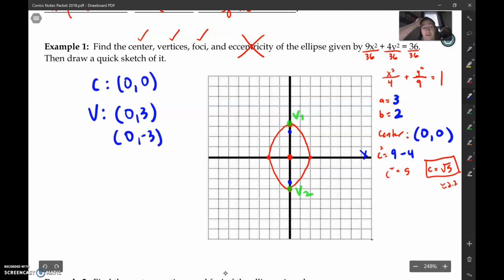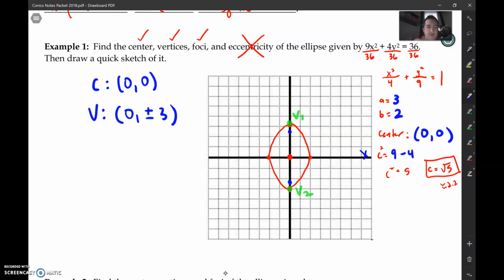Okay, you can write it like that and actually show them as two different points. Or you could do this and say that the two vertices are at 0 plus or minus 3. That still shows me that they're at 2 points. Okay, just for the sake of being cool, we'll do that.